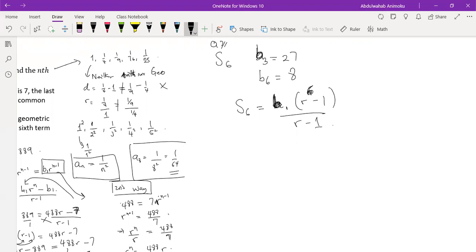You need to know B1. So B1 is missing, and we also need to know R. So these are the 2 unknowns that we need. And hopefully, those 2 unknowns can be gotten from these 2 knowns that we have from B3 and B6.